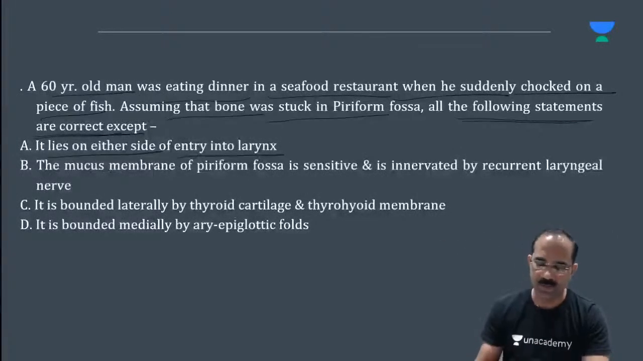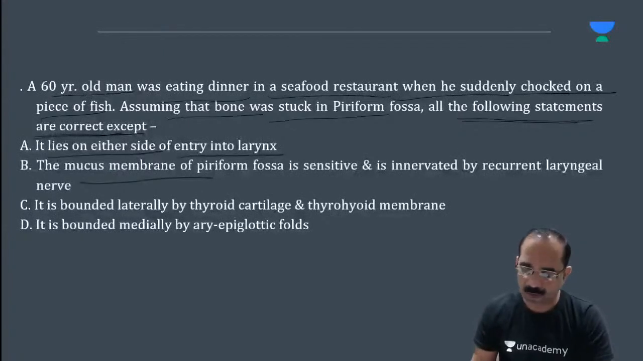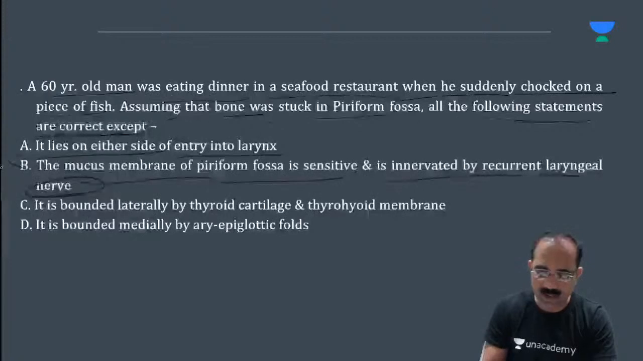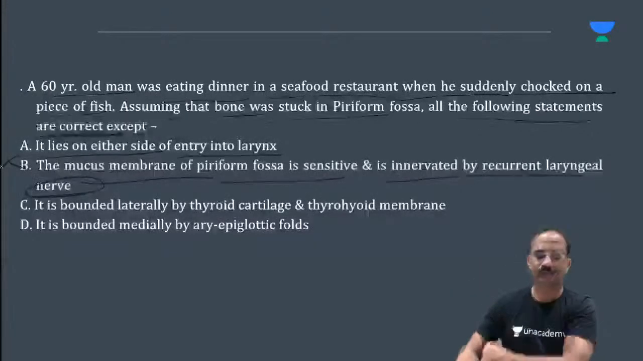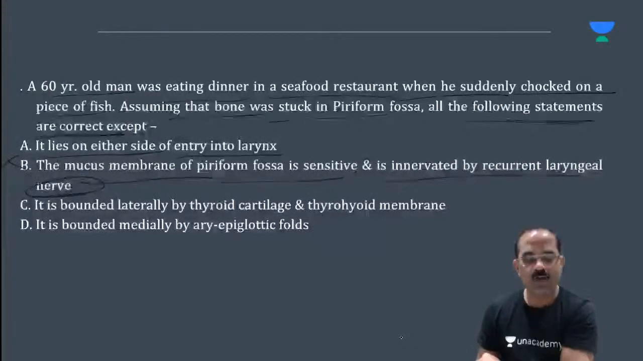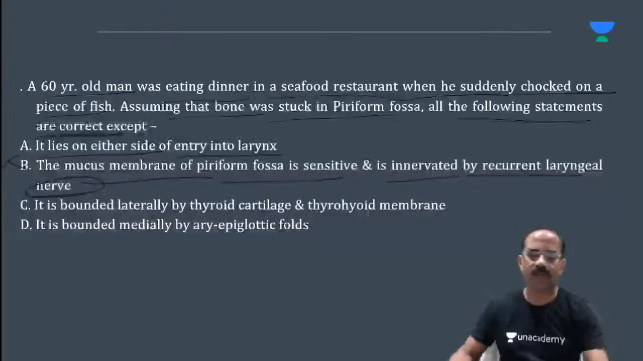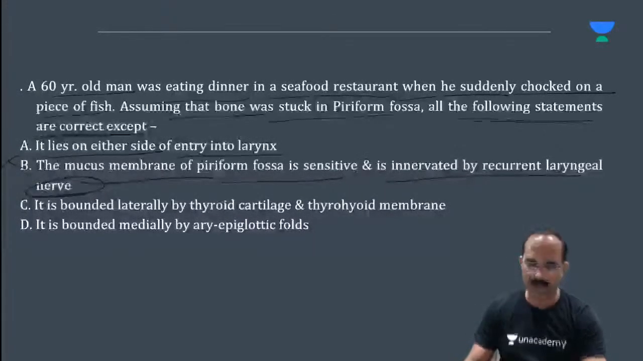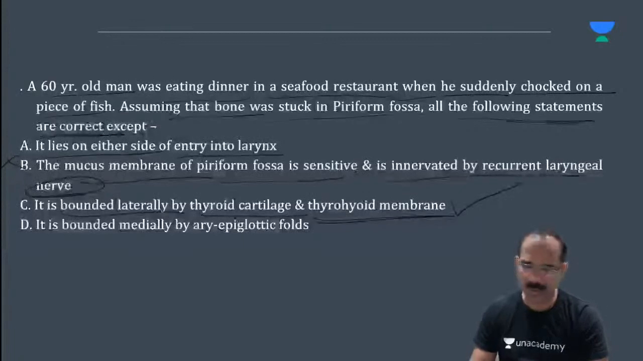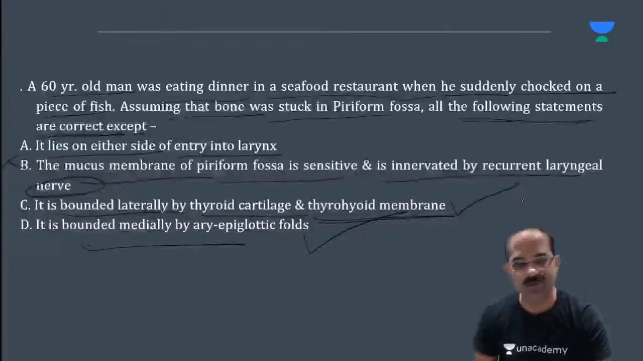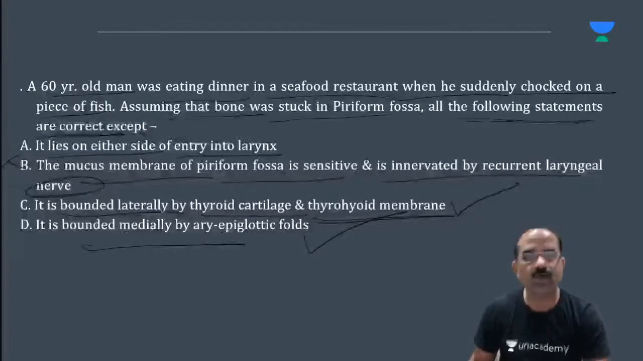That's perfect. The mucous membrane of the pyriform fossa is sensitive and innervated by the recurrent laryngeal nerve. That's wrong. The mucous membrane of the pyriform fossa would be innervated by, yes, the internal laryngeal nerve. It is bounded laterally by the thyroid cartilage and the thyrohyoid membrane. Perfect. It is bounded medially by the aryepiglottic folds. That's correct. Clear to all of you?